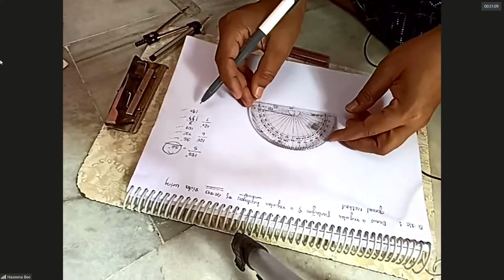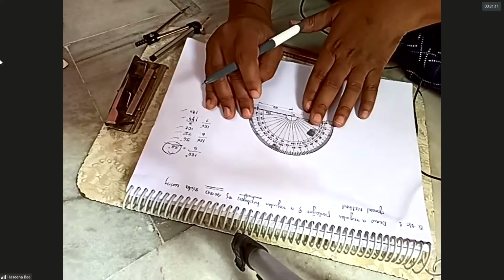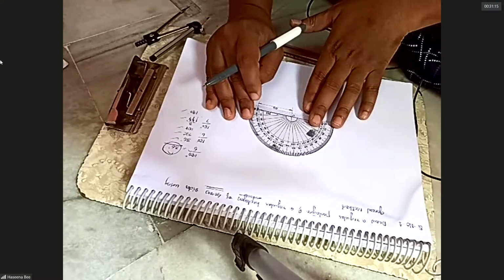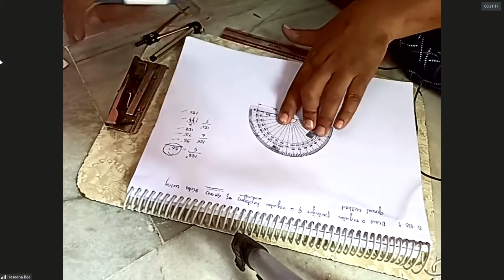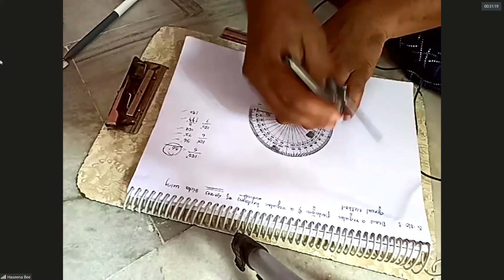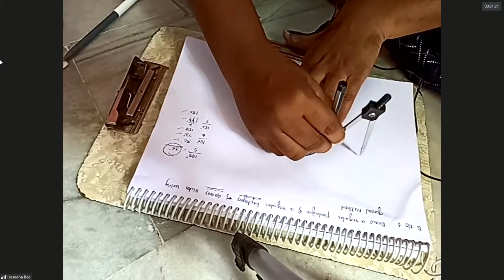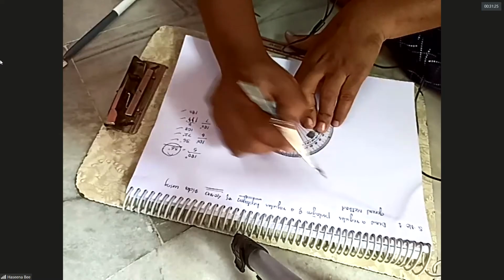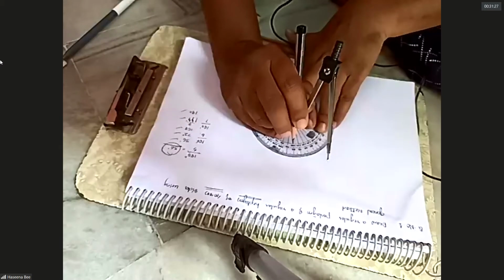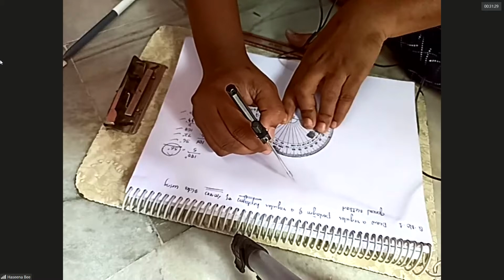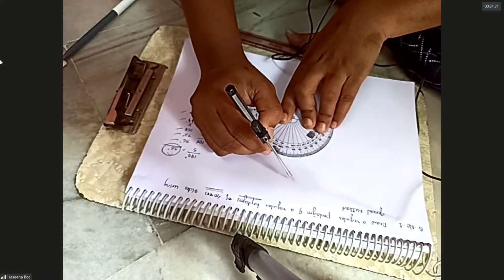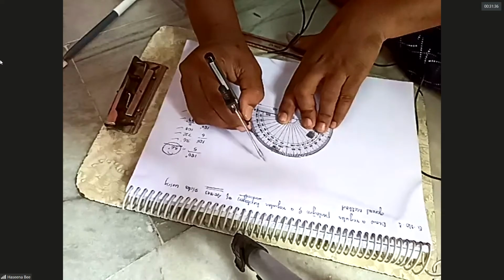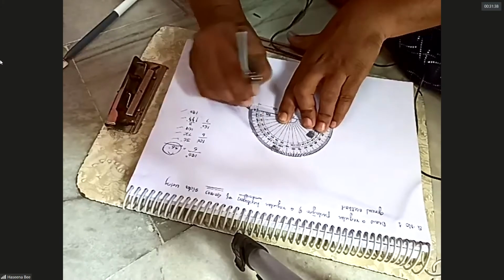So place it here. Place the protractor here. You all have this protractor. Place it here, which is equal to 180. Now mark 36. 36 plus 36, 72. Next, 72 plus 36, 108. Next, 144. The last one is 180.